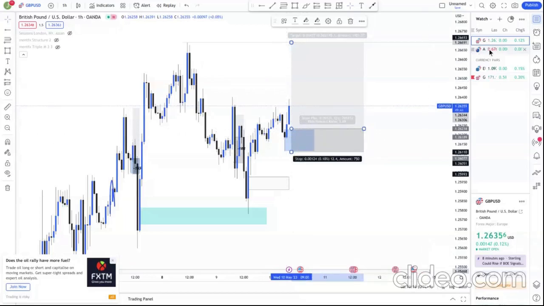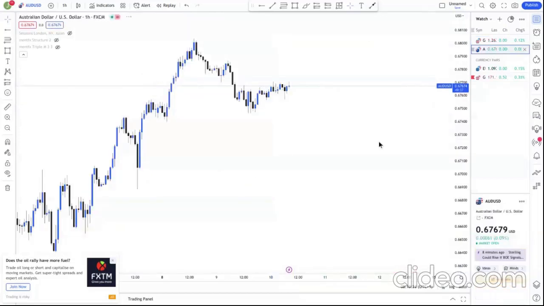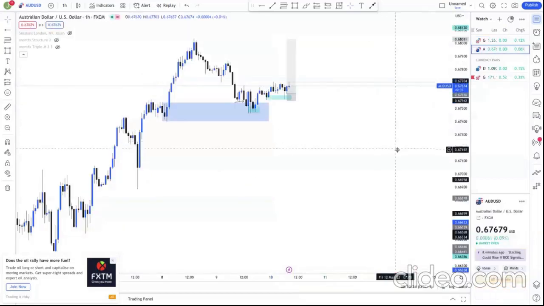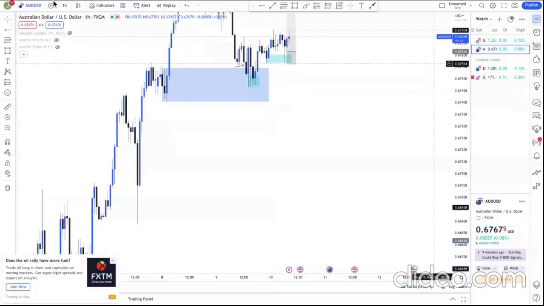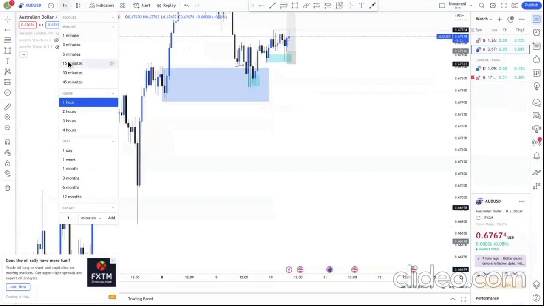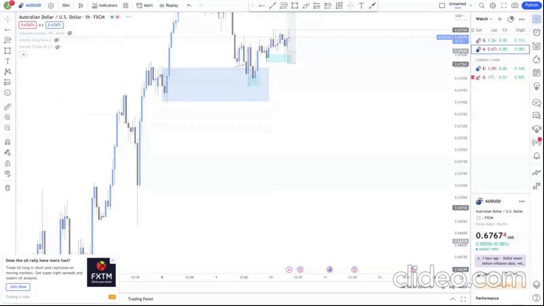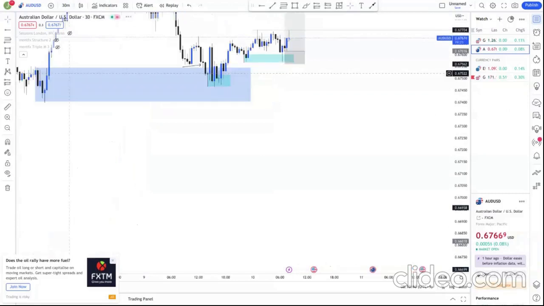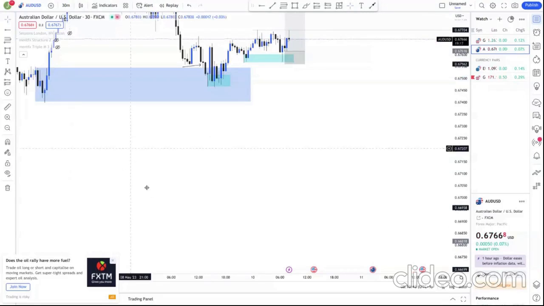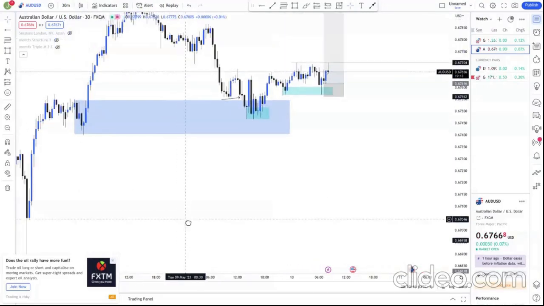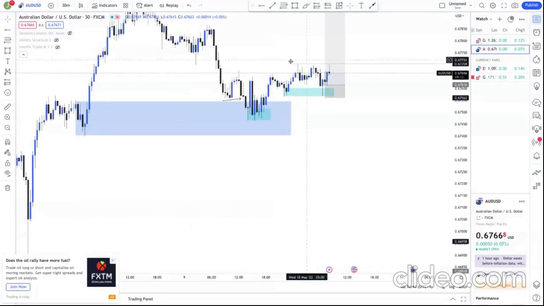So the trade I took on AUD USD an hour ago. Let's go down to the 15 minutes or 30 minutes. So my first target has been hit. I'm not going to take partials yet.